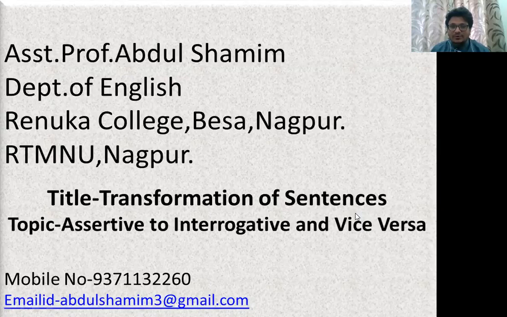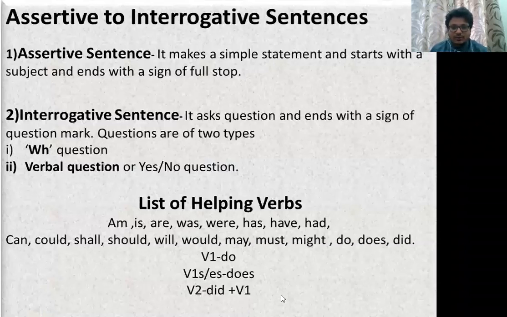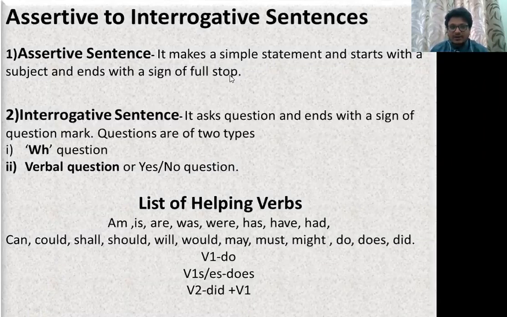Today I'm going to teach you how to convert assertive sentences into interrogative and vice versa. Let's start with what is an assertive sentence. It's a simple statement. It's also called a declarative sentence. It always starts with a subject and ends with a sign of full stop.